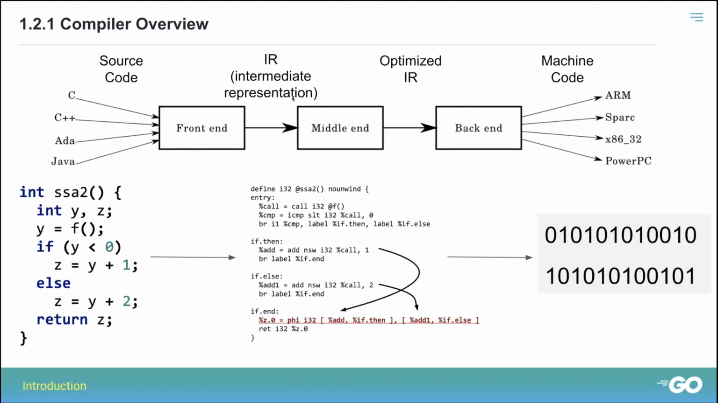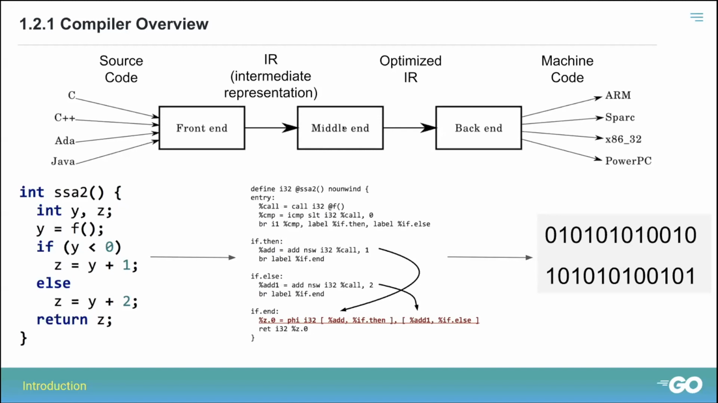The way most compilers usually work is that the front end takes the source code. The source code can be one or many languages. The Go compiler takes only Go, but other compilers, like LLVM, support many languages, so it depends on the compiler. The front end parses the code and then creates something called IR, which is an abbreviation for intermediate representation. It's a language, an interface that the middle end understands and can work with.